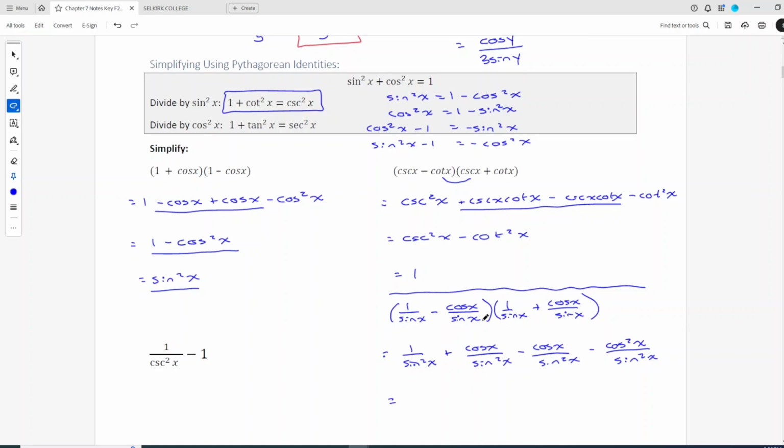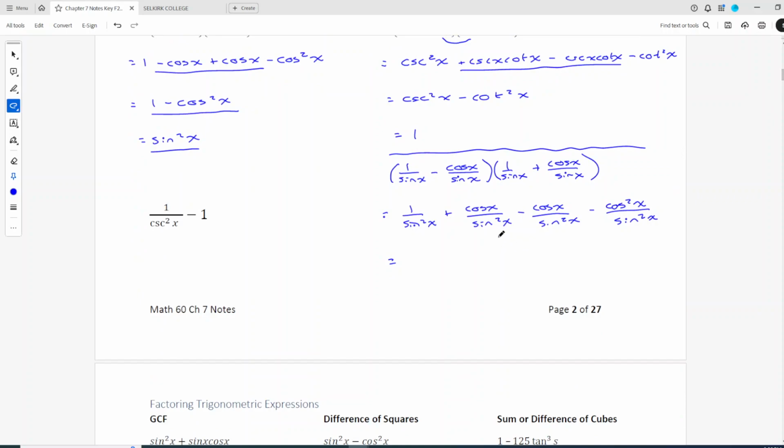Then again, because it was two conjugate binomials, it's going to go to a difference of squares. So I'm going to get rid of those middle terms, and I get 1 over sine squared x minus cos squared x over sine squared x. Oh man, math is so fun. So I could now change these to cosecant squared x minus cotan squared x and be right up here.